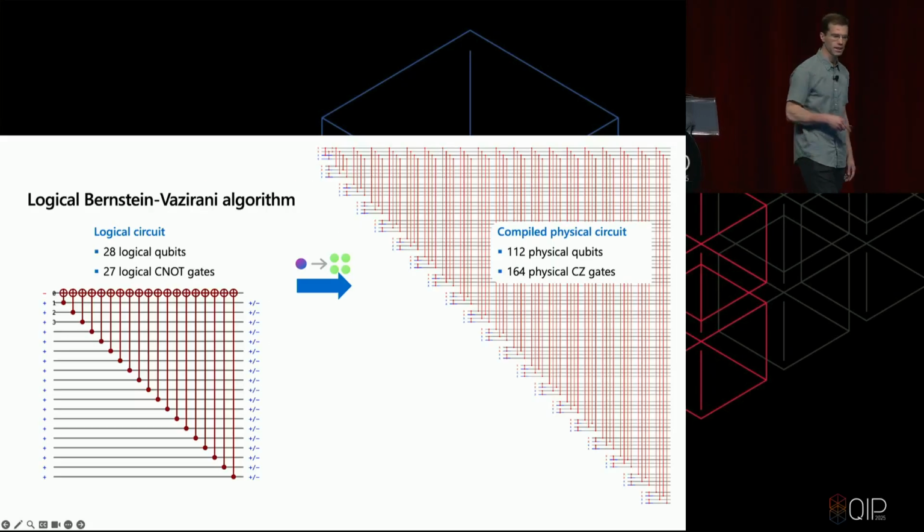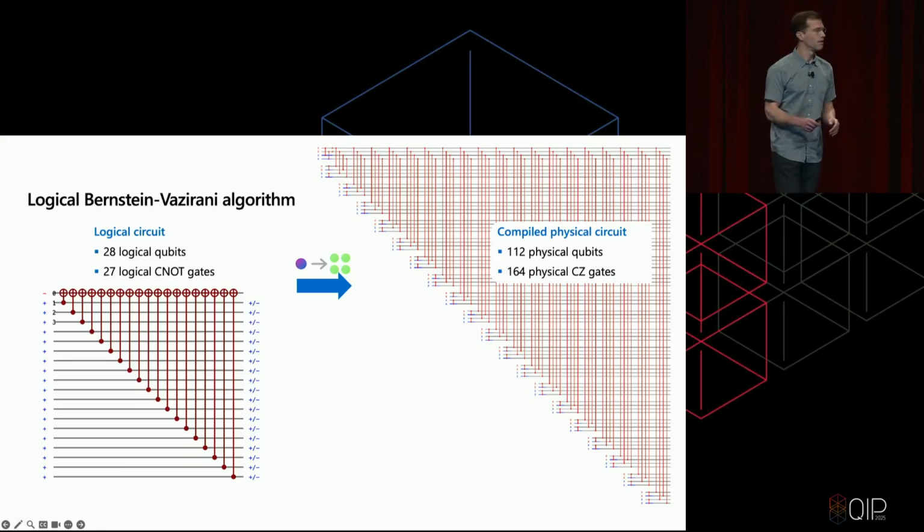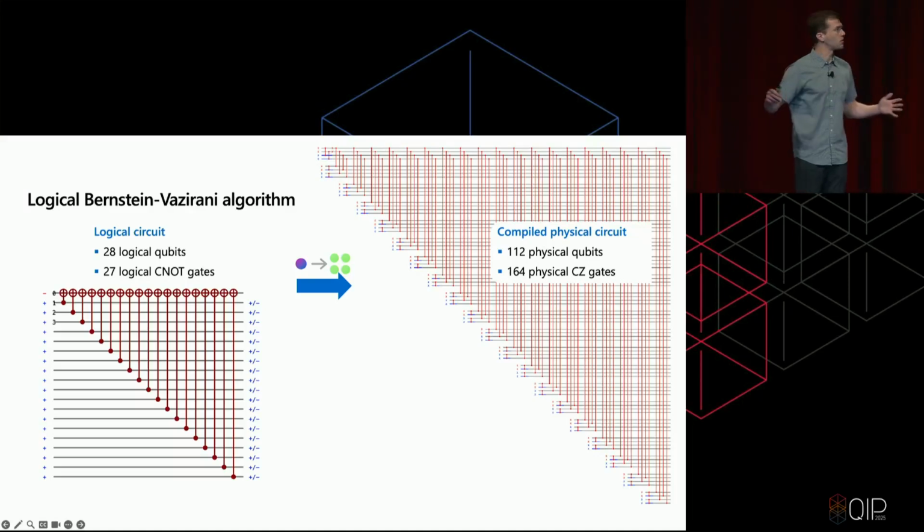This is what the circuit looks like. The logical circuit on the left is quite simple. It uses 28 logical qubits and 27 logical C0 gates. The compiled circuit on the right looks like a mess. It's a lot bigger. There are 112 physical qubits, so we're using about half the device. It uses 164 physical CZ gates. The depth is probably around 28, so it's a fairly deep circuit.